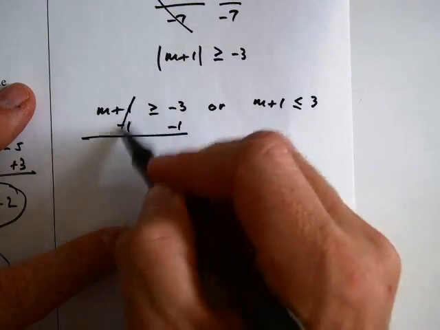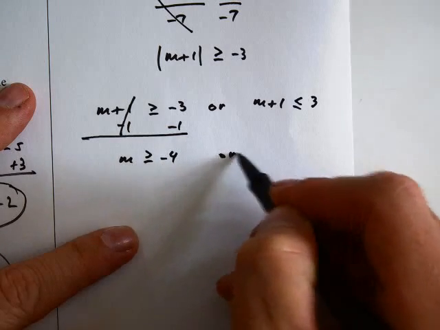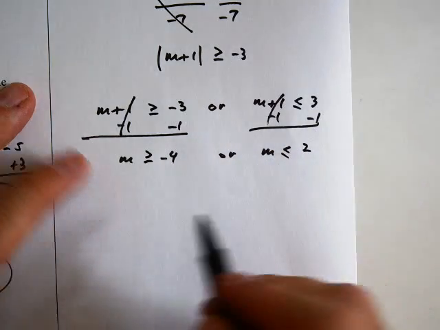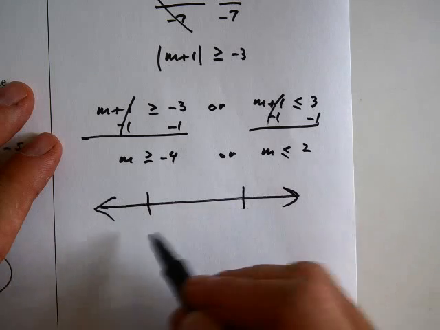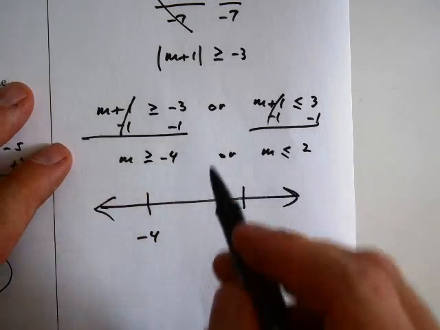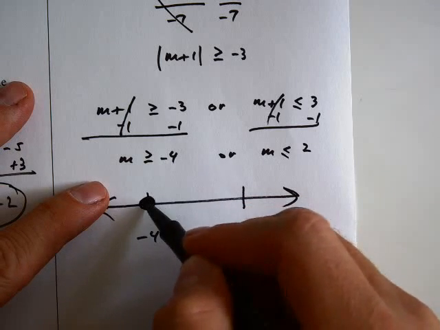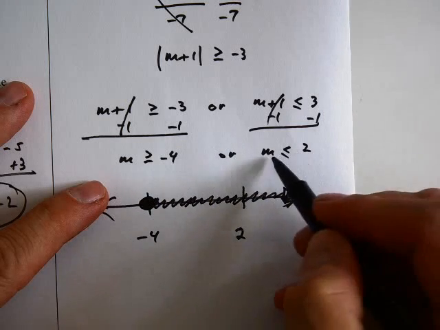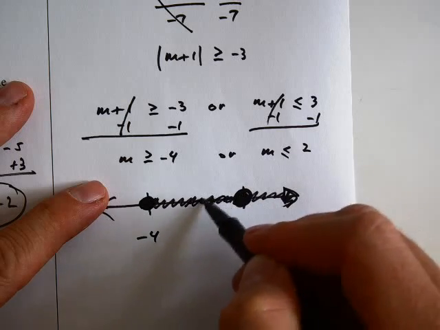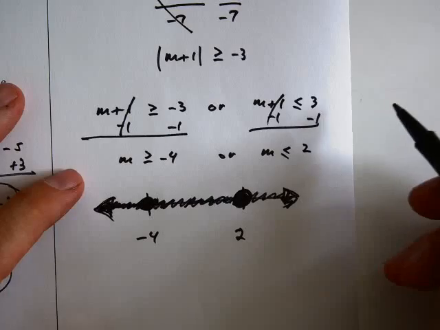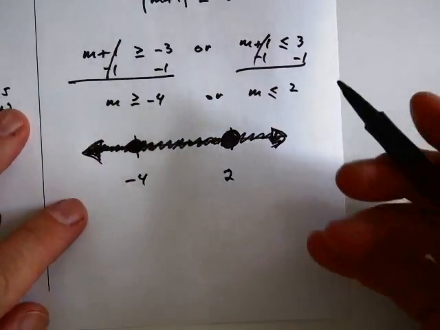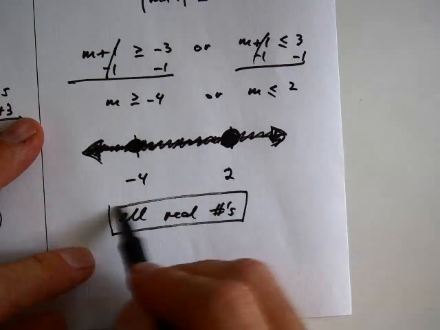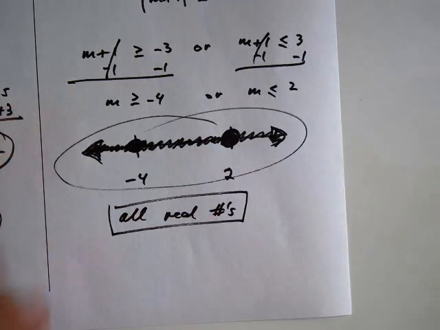Continuing to solve, I subtract 1 everywhere, so m is greater than or equal to negative 4, or, subtracting 1, m is less than or equal to 2. And now watch what happens here. This is pretty neat. Negative 4, 2. m is greater than or equal to negative 4, so that's going to be a solid circle, shaded which way? To the right. And if I do m is less than or equal to 2, that's a solid circle, shaded to the left. And so look, what's actually shaded? Well, everything is shaded. And so the answer is all real numbers. That's actually what we would state for the answer, and there's the picture of it.